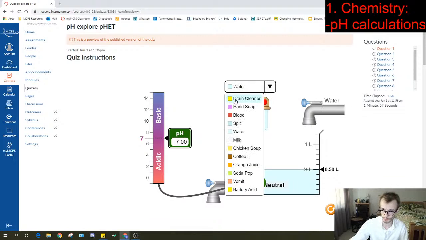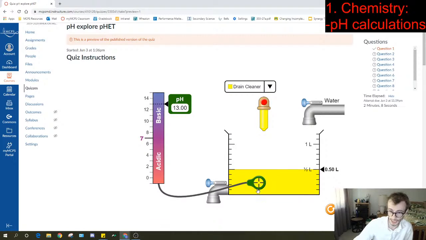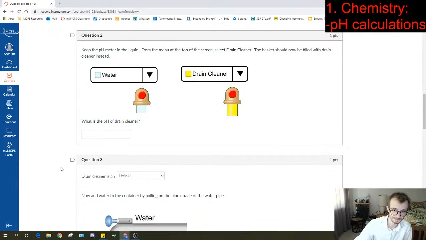Okay, let's switch over to drain cleaner. Now, if you watched our videos previously or did some other stuff, drain cleaner is a soapy thing that we use for cleaning stuff. I'm thinking this is going to be basic. And in fact, if I put in my little pH meter again, it tells me that it's got a pH of 13, which is way up here in the basic range. So drain cleaner is definitely basic. It's got a pH of 13, so I put that in there.